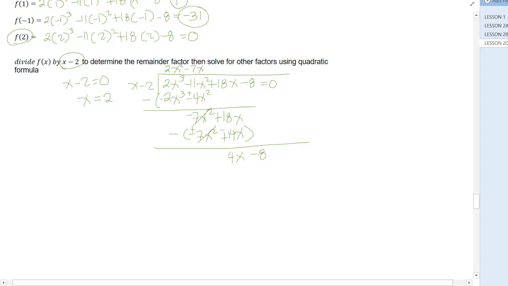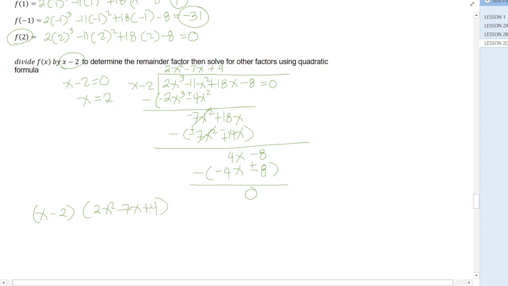Okay, so multiplying by plus 4 already. So that is 4x, and then 4 multiplied by negative 2, that is negative 8. So if we subtract that, it will give us 0. Okay, so the remainder is 0. So we may rewrite that as x minus 2 multiplied by 2x squared minus 7x plus 4.